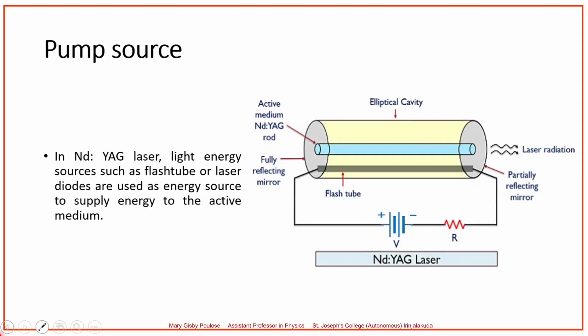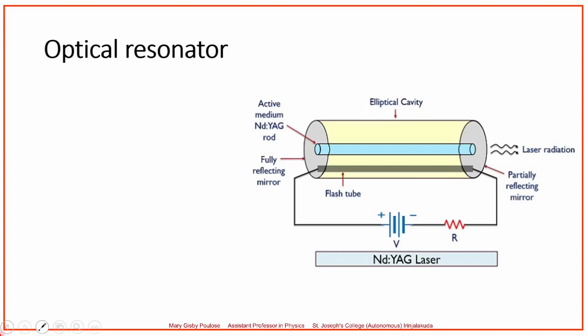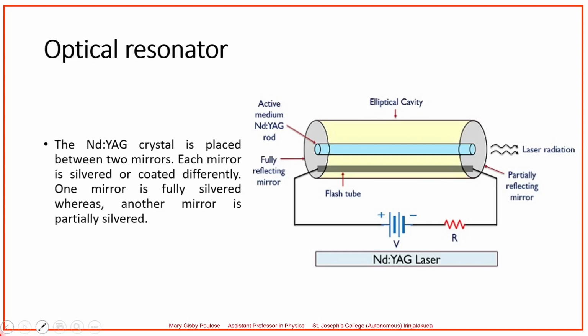Now in neodymium YAG lasers, light energy sources or pump sources are flash tubes or laser diodes. It supplies the energy to this active medium. The optical resonator here is an elliptical cavity, and it has 2 mirrors on either ends. These mirrors are silvered or optically coated. One is fully silvered, whereas the other is partially silvered.